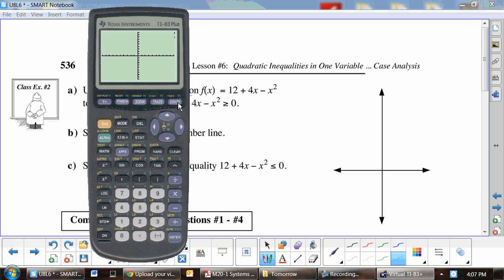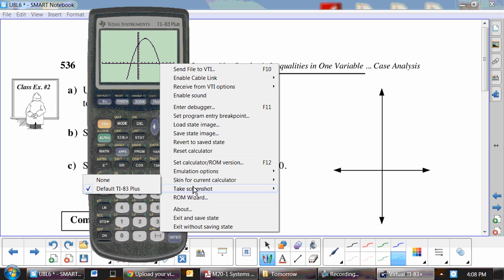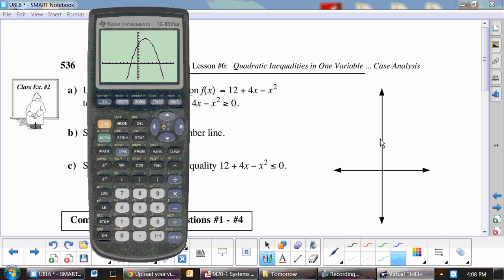Then hit graph. I say, okay, well, I'm going to increase my window a little bit. And I know from our equation that our y-intercept is at 12. So I'm going to try 15. I go y max is 15. I look at it and I say, okay, well, I can see my y-intercept, but I can't see the whole graph, so I'm going to increase it to 20. Awesome. So you'd want to draw a picture of this right next to the question.